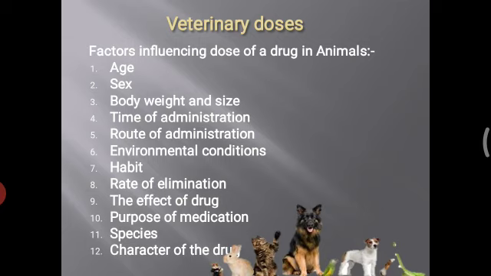Next factor is purpose of medication. The dose of drug varies with the purpose for which it is used. For example, magnesium sulfate acts as a purgative in large doses, but in smaller doses it acts as an antacid and laxative.